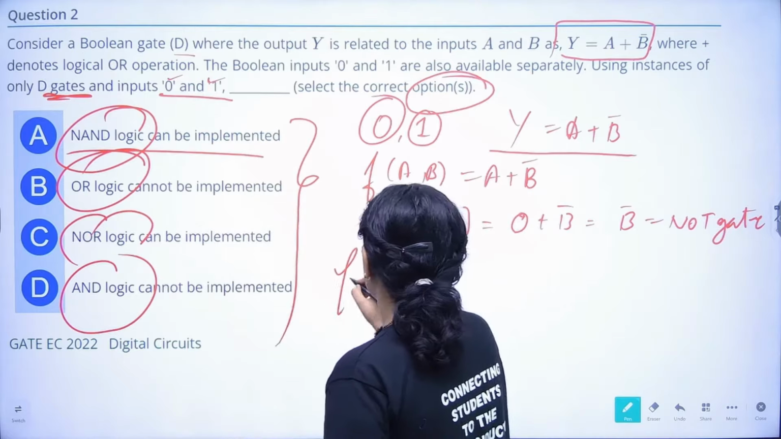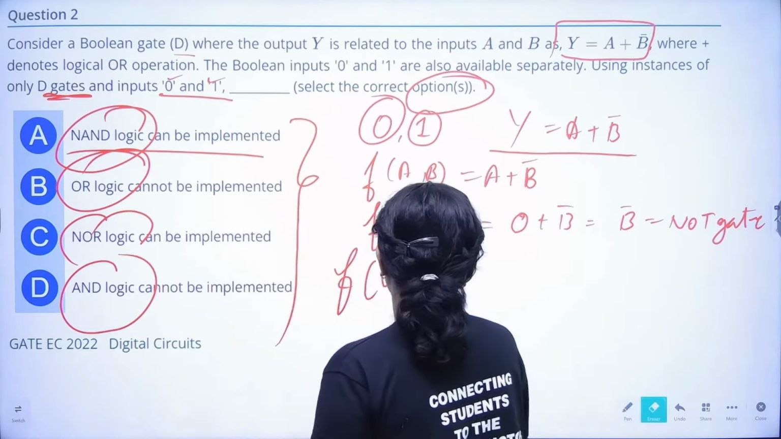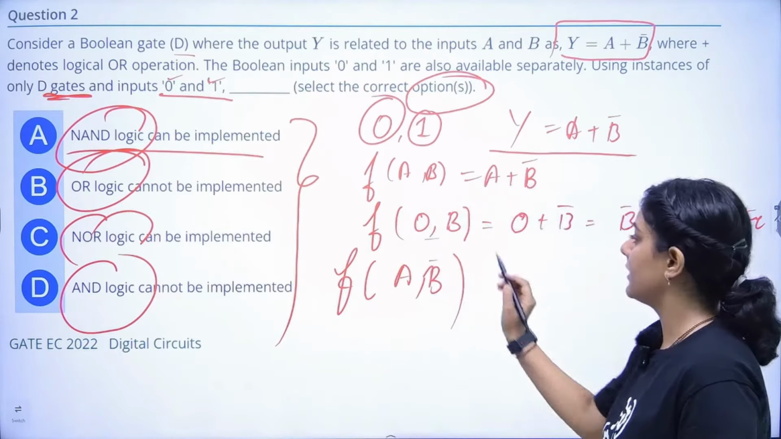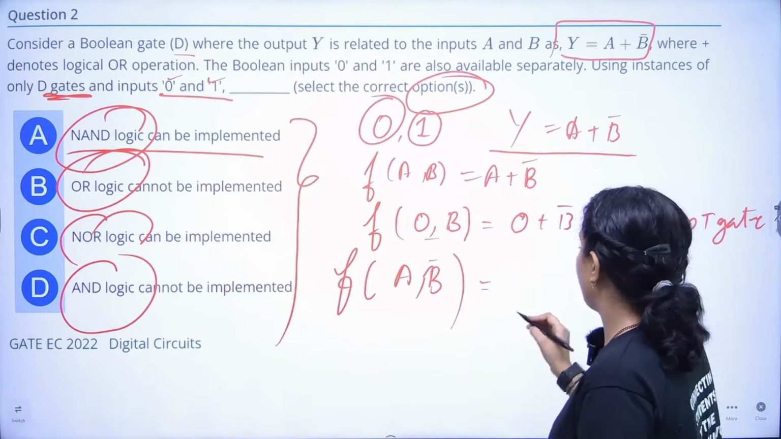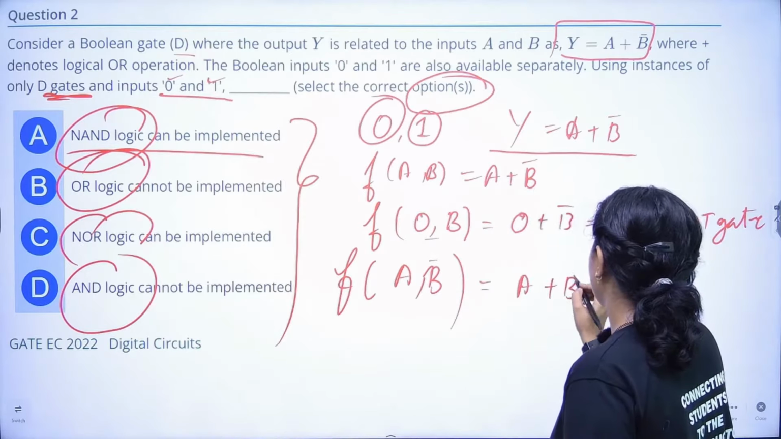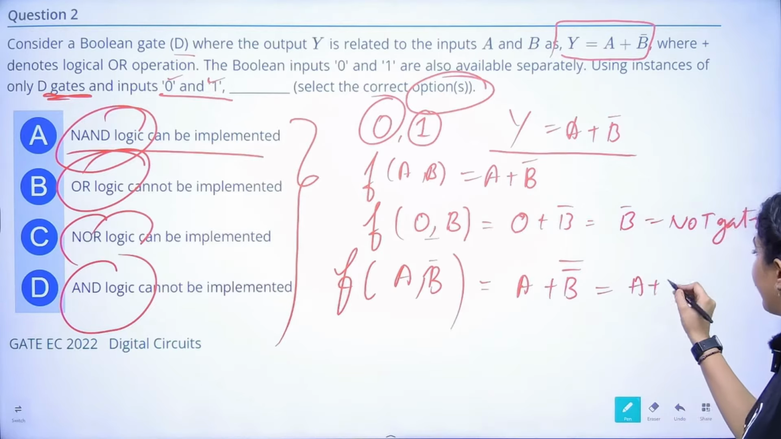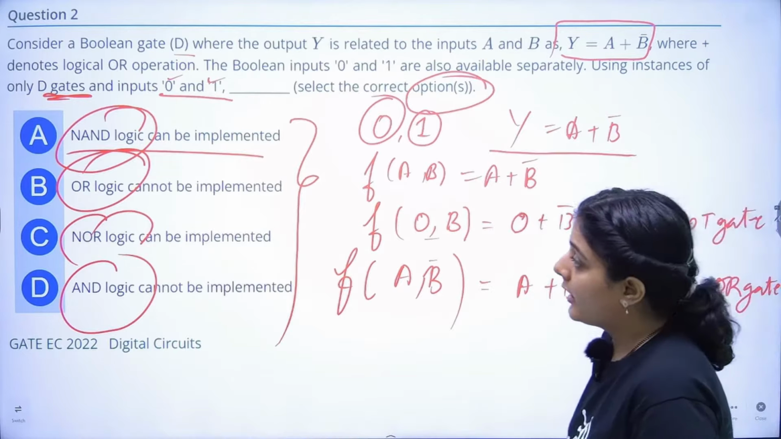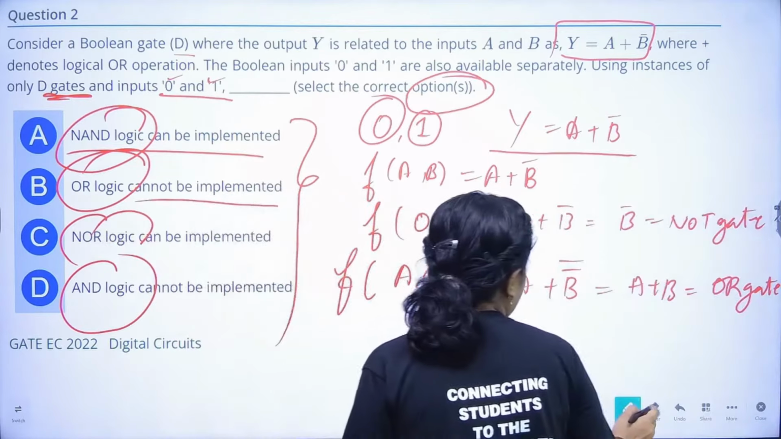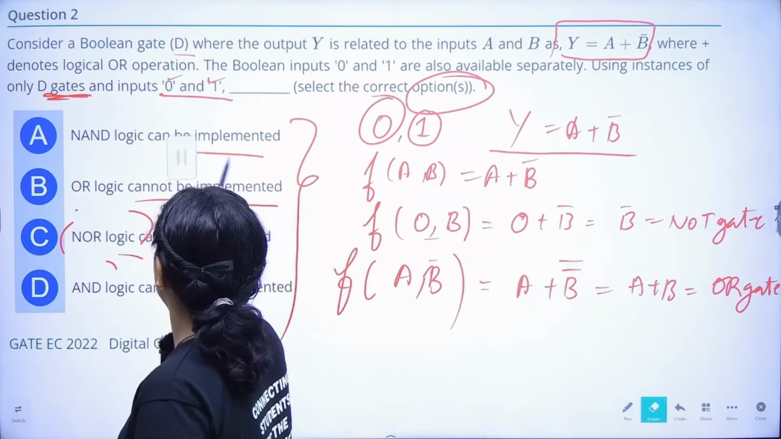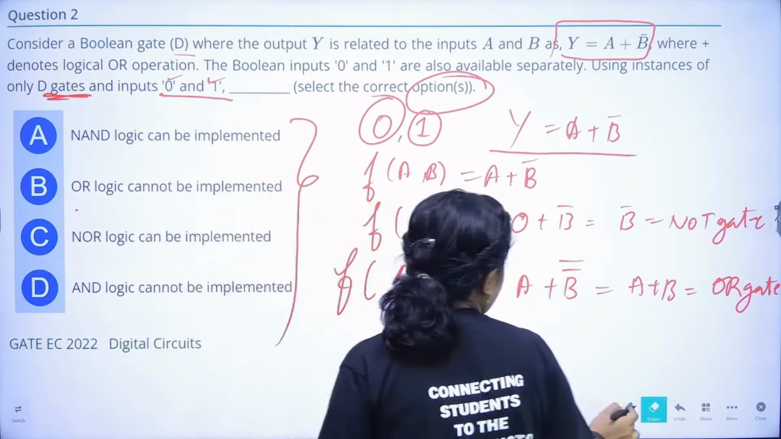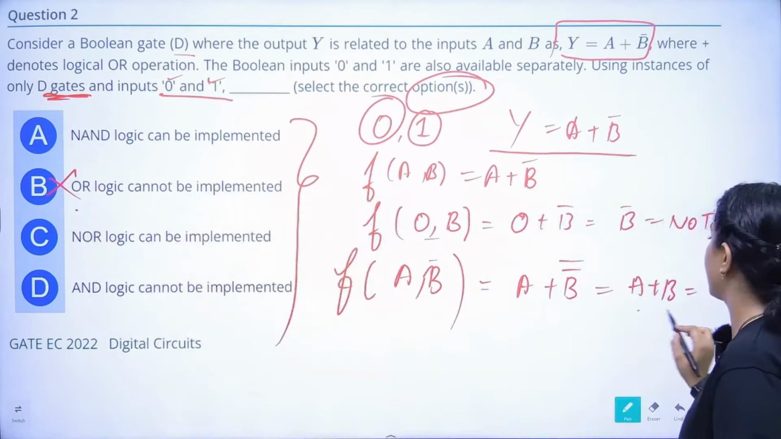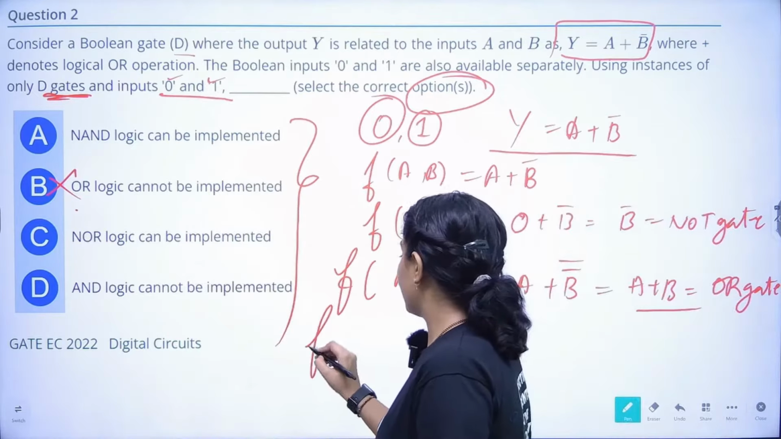How can we implement all the other gates? Let's just see this gate. A, B bar we can implement from this, right? So we can implement B bar. So that will be A plus B bar bar, so that will be A plus B. So that is your OR gate. So it says that OR gate cannot be implemented. So this is wrong. We can of course implement OR gate from this. Okay, this statement is wrong. OR gate is implemented like this. Now let's see the other.